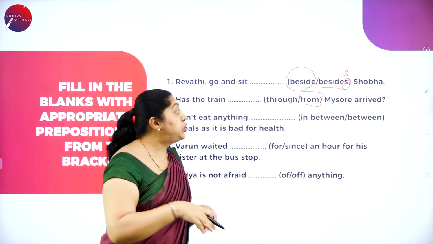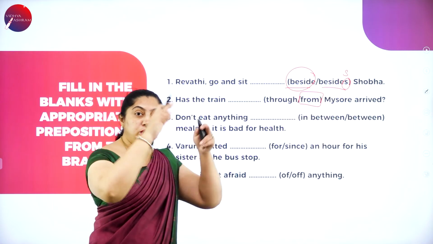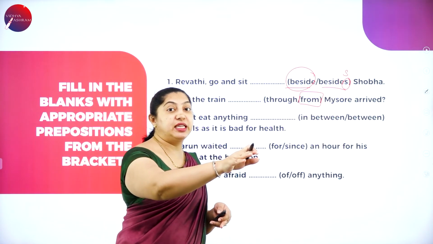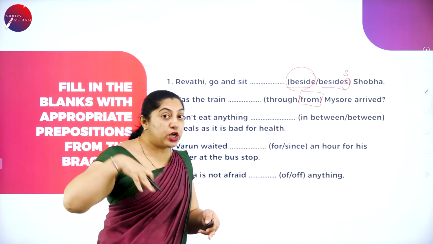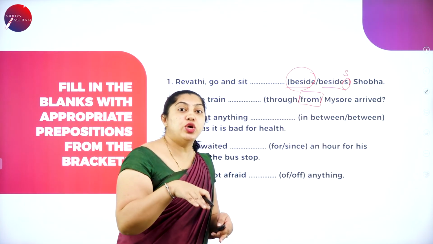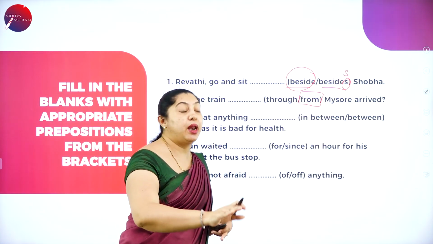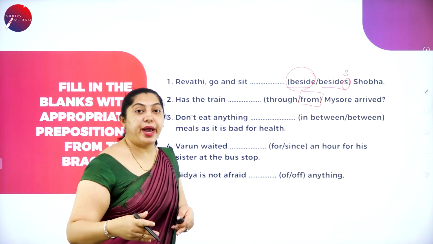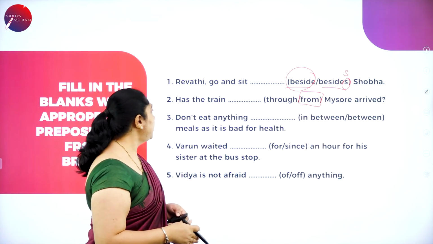It's not through Mysore. Through, you know the tunnel, right? So has the train crossed the tunnel and exited? Yes, it's crossing inside the tunnel and it's exiting out of the tunnel. Then you use the preposition through there. But here it is from. Has the train from Mysore arrived?